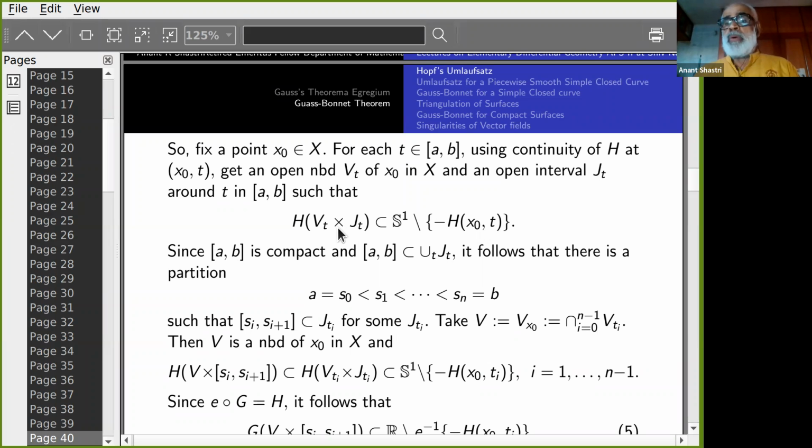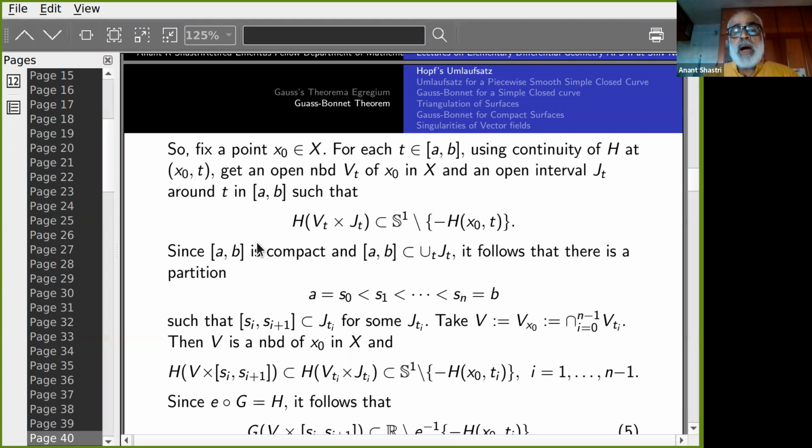Therefore, there will be a neighborhood. A neighborhood of a point in the product space is nothing but a product of neighborhoods, a neighborhood V_t of x naught and J_t of t. That is the topology on the product space. So a neighborhood of the product point, namely (x naught, t) in the product space, goes inside this open subset because h is continuous.